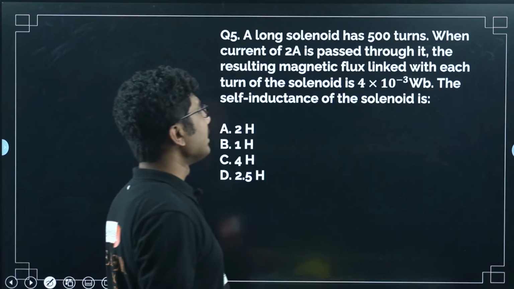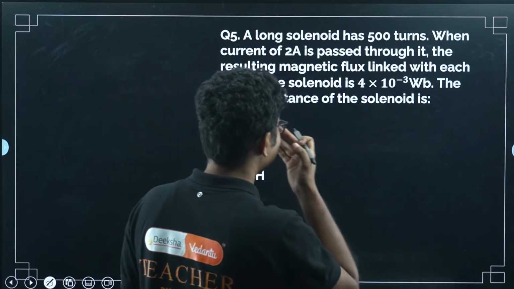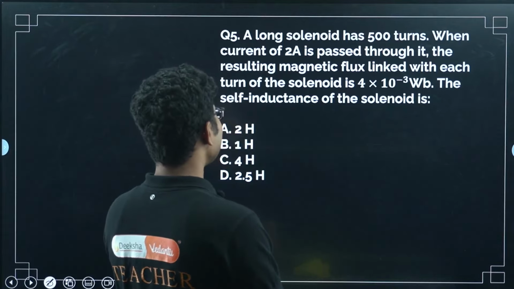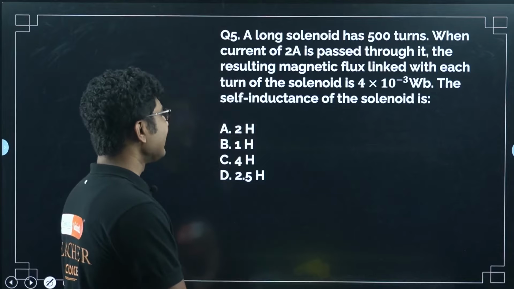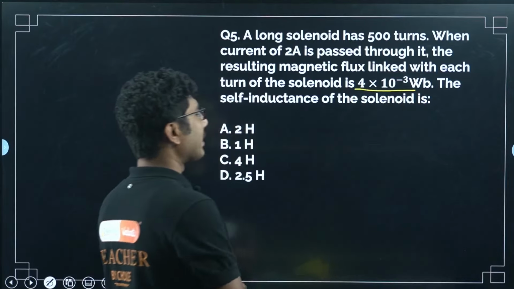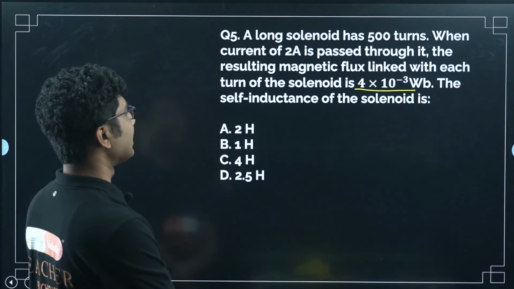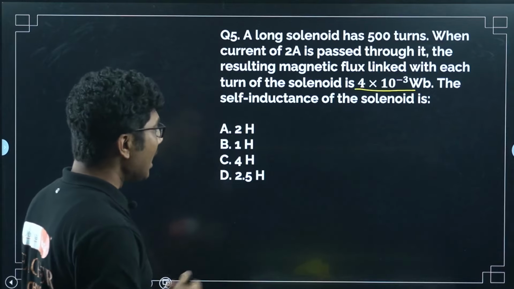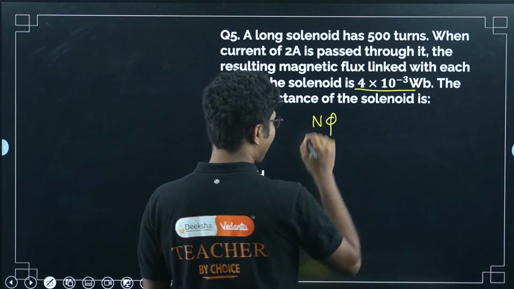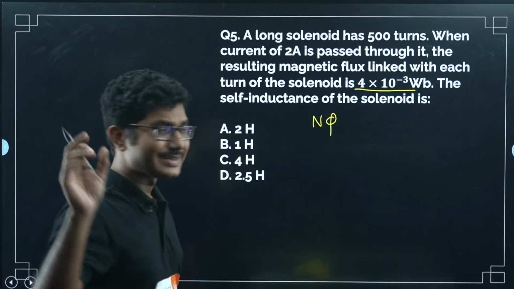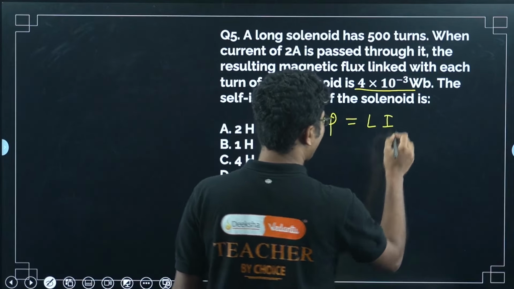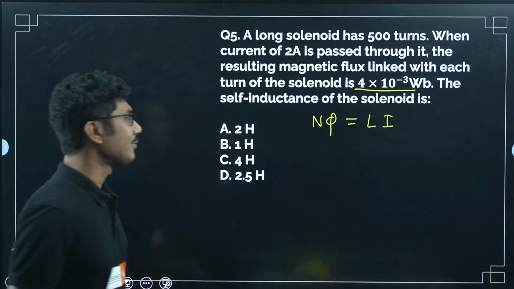A long solenoid has 500 turns. When a current of 2 ampere is passed through it, the resulting magnetic flux linked with each turn of the solenoid is 4 times 10 to the power of minus 3 Weber. The self-inductance of the solenoid is? Now to solve this problem, you have to use the formula N times phi, where phi is related to each turn, so total flux is N phi, and that equals L i.